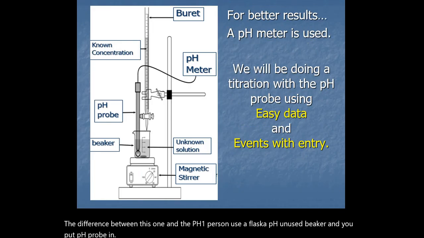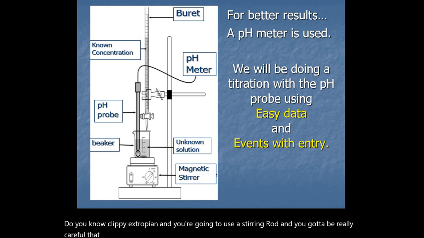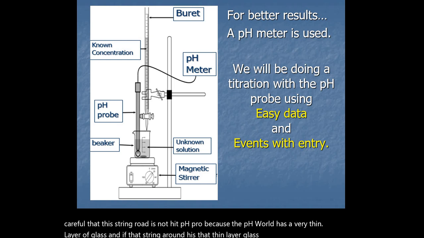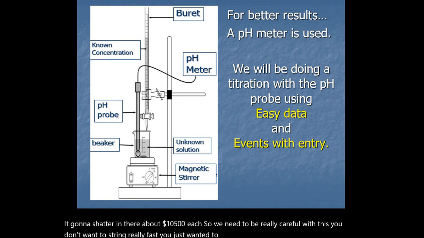You're going to put the pH probe in, and you're going to use a stirring rod, and you've got to be really careful that the stirring rod does not hit the pH probe, because the pH probe has a very thin layer of glass. If that stirring rod hits that thin layer of glass, what do you think is going to happen? It's going to shatter, and they're about $105 each. So you need to be really careful. You don't want it stirring really fast, you just want it to stir. Now, you're going to set it up the same way.